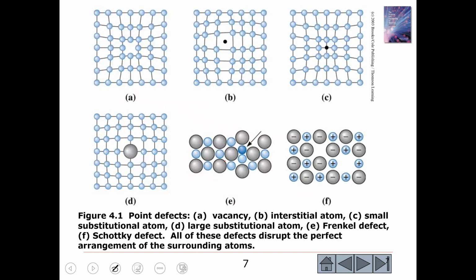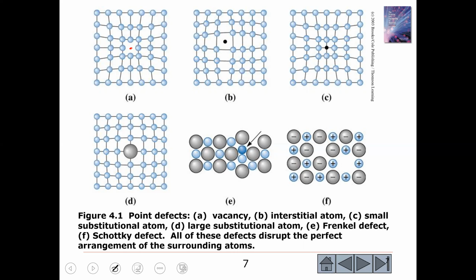So these are the different depictions. If you look at figure A, an atom was supposed to be here. This is the lattice site, but it is missing. So it's a vacancy. And because of the absence of this atom, the whole structure is distorted.